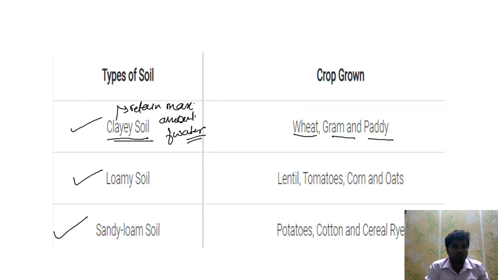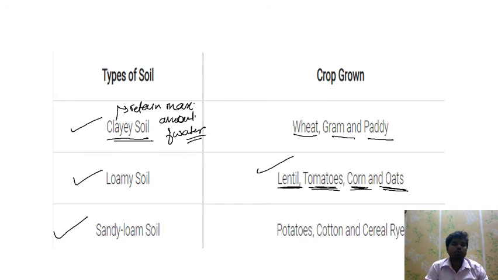Okay, now what happens in the loamy soil, students? As we know, loamy soil is a mixture of sand, silt, and clay, and it is best for the growth of vegetables and different agricultural practices. So the crops grown are lentils, tomatoes, corn, and oats.